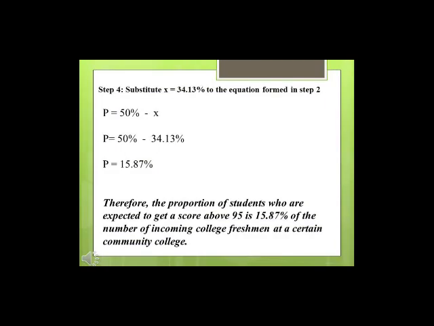At this stage of solving the problem, let us substitute the value of x in the equation we formed earlier. Since we formed the equation P is equal to 50% minus x, and the value of x is 34.13%, we have P equals 50% minus 34.13%. Then find the difference. The result is 15.87%. Therefore, the proportion of students who are expected to get a score above 95 is 15.87% of the number of incoming first-year college students at a particular community college.